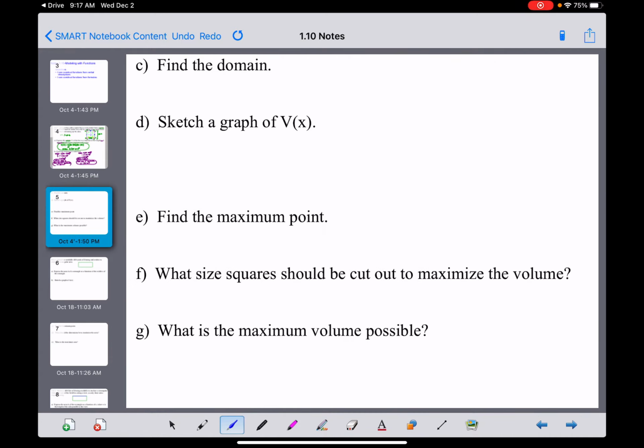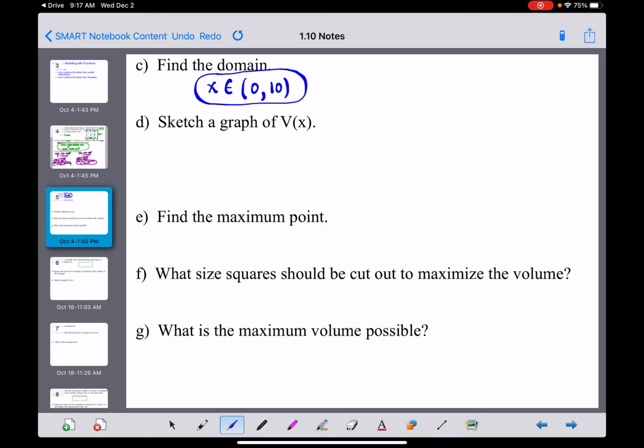Okay, so my domain here, again, we're talking about x. X would have to be only up to 10. Now, it can't be negative either, and it can't be 0. If I cut nothing out, I still have a piece of cardboard. So my domain is going to be from 0 to 10. And that's because we're talking about a word problem, so we're applying this to the real world.